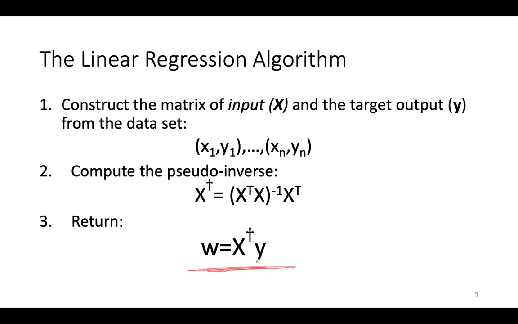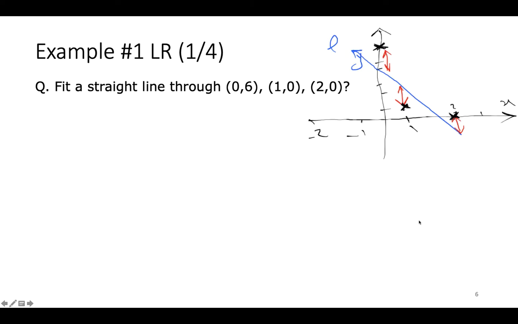And we have to find a way to minimize this to arrive at the best w, which we call w star. So that was the overall method we talked about in the previous lecture. All right, so now let's have a look at the first example on linear regression.